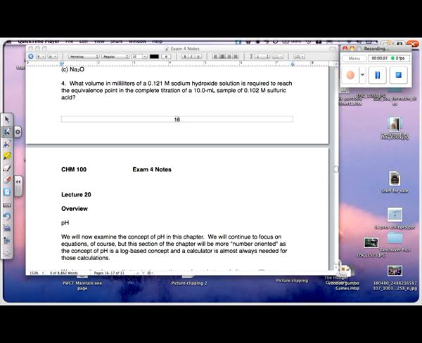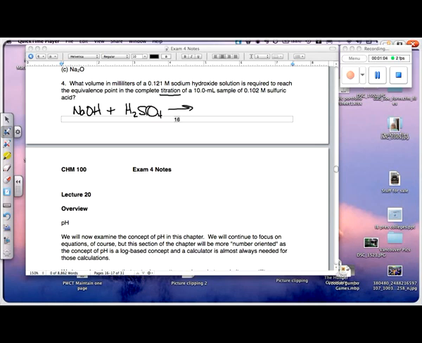Here is an acid-base equation called a titration. Remember I said in lecture 19 not to let this word scare you. It is the name of the lab technique, but it's still just an acid-base reaction, which means double replacement. And so we're going to work this problem. Sodium hydroxide, one of your strong bases, you're titrating it with sulfuric acid.